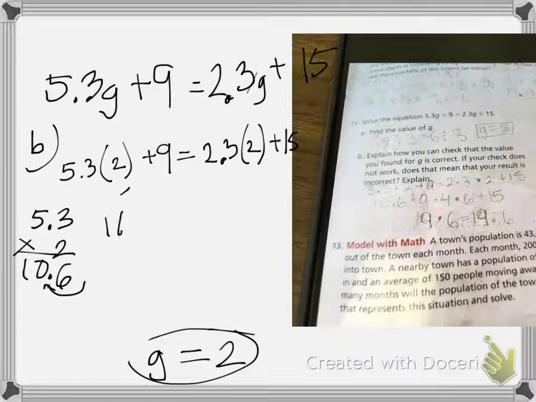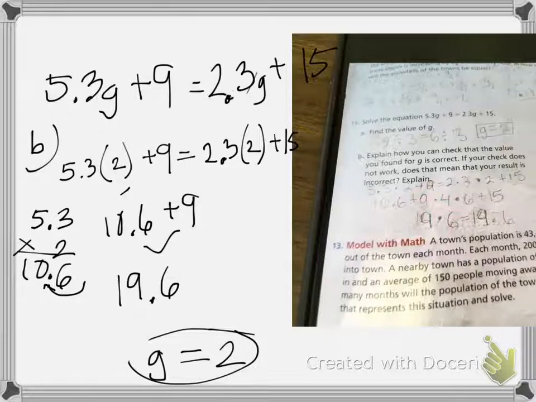So right here we have 10.6 plus 9, right? So we can continue doing it on this side, and then this is going to give us 19.6, right? Because 10.6 plus 9 is 19.6.